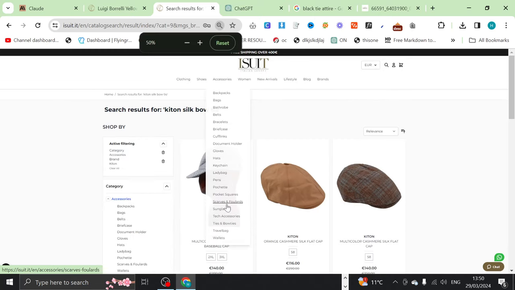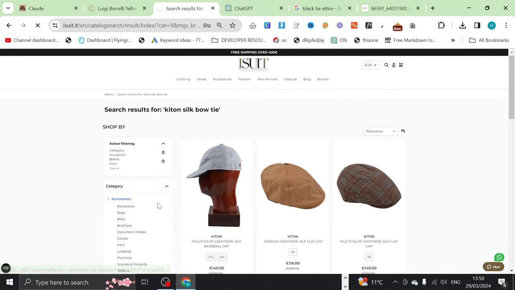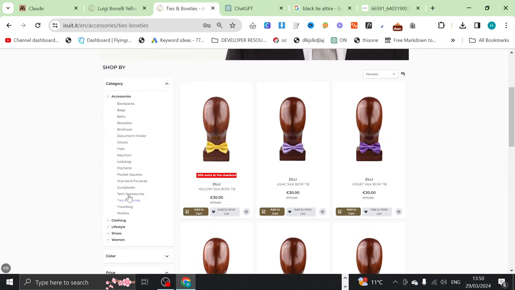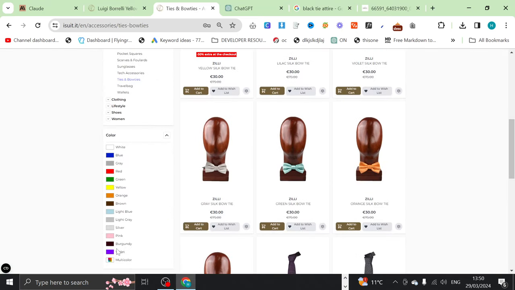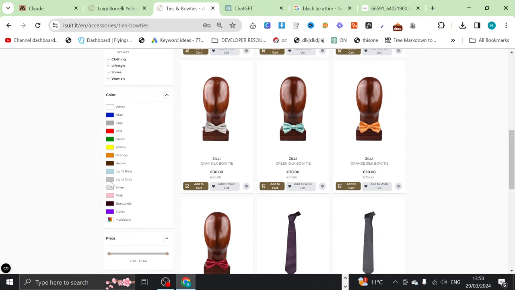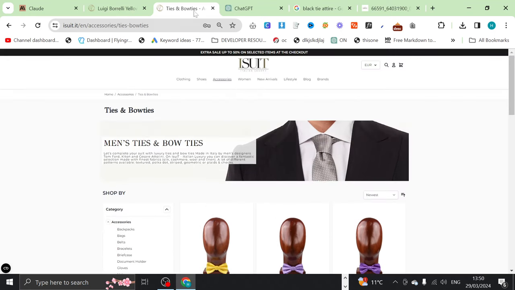where they are. Oh, there we go, ties and bow ties. I just want to see if this is actually a real product or whether it's just made up. So there are actually no black bow ties or ties. So yeah, it has made it up.